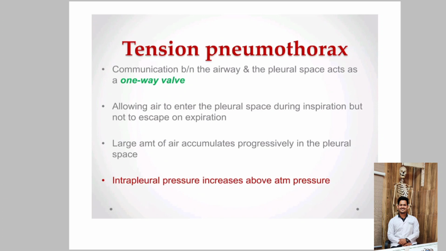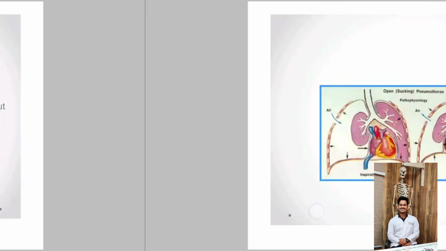So what happens here? There is an abnormal communication between the airway and the pleural space, which acts as a one-way valve. So what is a one-way valve? It allows air to enter the pleural space during inspiration, but it cannot go out during expiration. There occurs large amount of air accumulation progressively in the pleural space. The pressure inside the pleura ultimately goes above the atmospheric pressure.